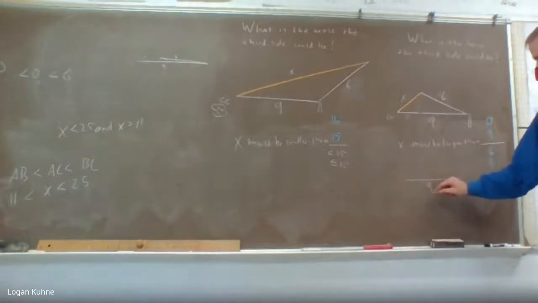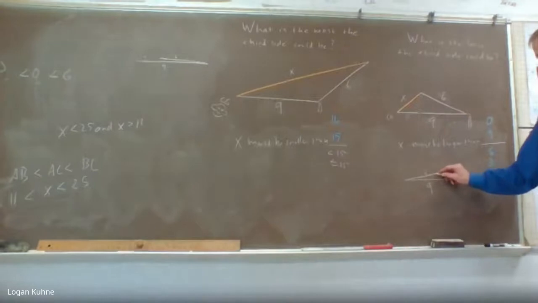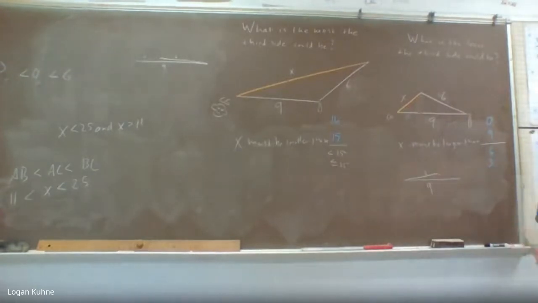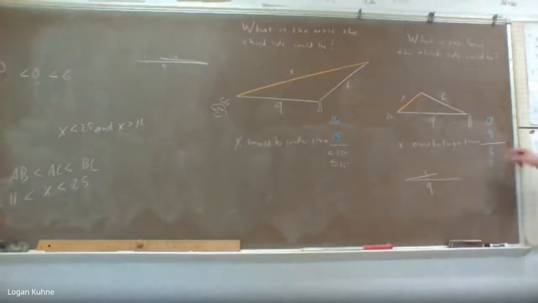If I go 9, try this. Try going 6 here, and then try going 1. Oh, no. Okay, so 1 doesn't work. Did anyone find a third side smaller than? Oh, I'm sorry, bigger. And find something smaller than 9. Check out your numbers. 3.5, 3. Oh, so you found something smaller than 6 too. Okay.